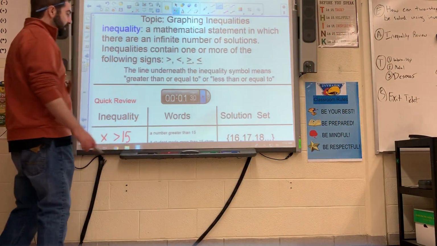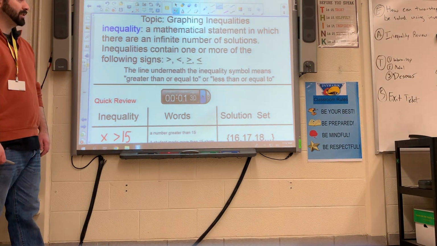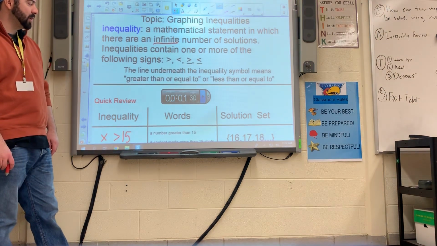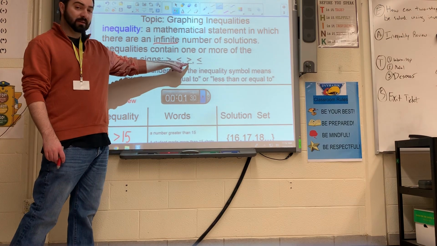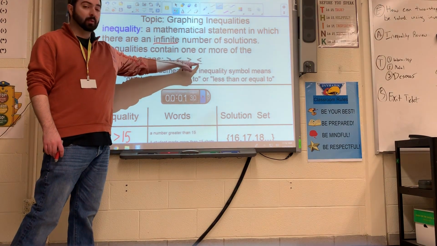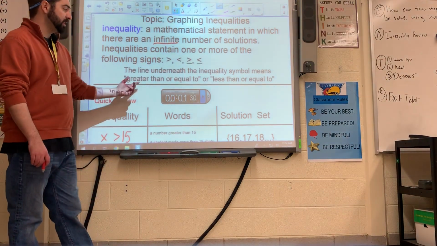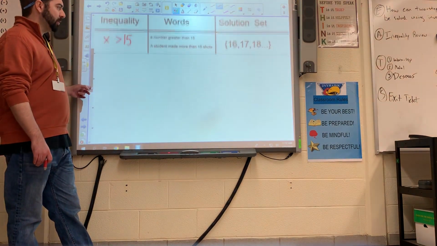Moving on, a little bit of notes. So we have an inequality, a mathematical statement in which there are an infinite number of solutions. The inequalities contain one or more of the symbols. We have greater than, less than, greater than or equal to, less than or equal to. Again, that underline underneath the inequality symbol just lets us know that the value could be or equal to.